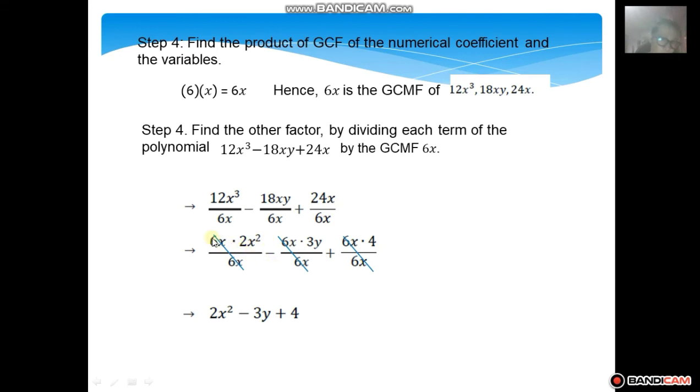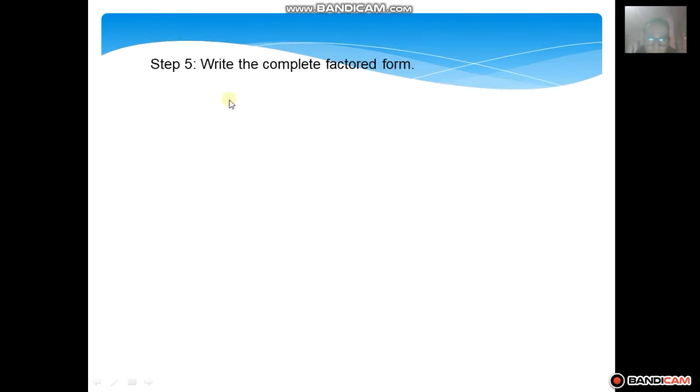Then, we do the cancellation. Cancel this out, and cancel this out. So, what will remain in the first term? We have 2x squared. In the second term, we have negative 3y. In the third term, we have positive 4. So, this is now the other factor that we are looking for. Next step, write the complete factored form. The complete factored form of this given expression is 6x times quantity 2x squared minus 3y plus 4.